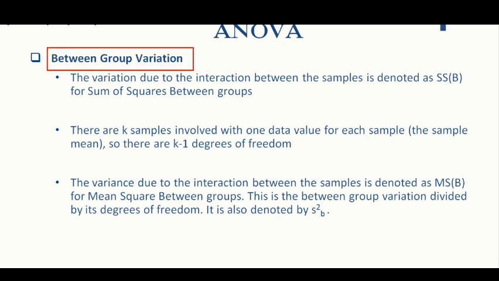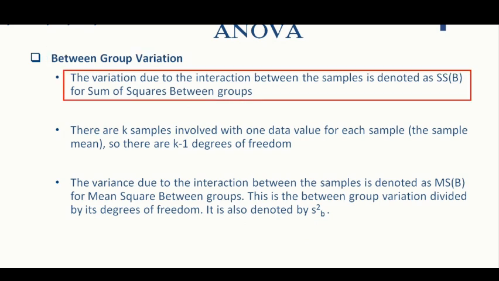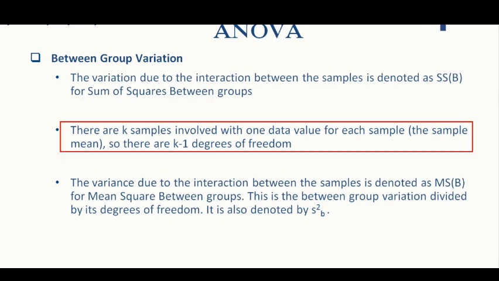So, what is known as between group variation? The variation due to the interaction between the samples is denoted as SSB, the sum of squares between groups. There are k samples involved with one data value for each sample, the sample mean, and so there are k minus 1 degrees of freedom.